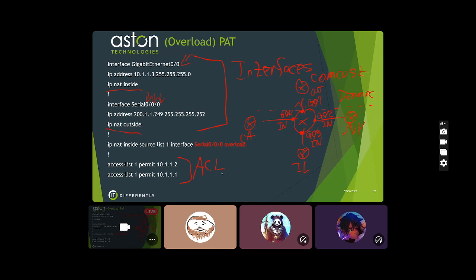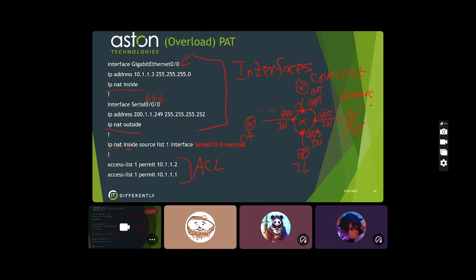In the same way that a trunk port is checking to see are you on the list of approved VLANs, this ACL is acting as a list: are you on the list of approved IP addresses? Are you allowed to be NATed? Okay. And lastly, we need to create the NAT process. So, IP, because this is all happening at layer 3. NAT, because we're doing network address translation.